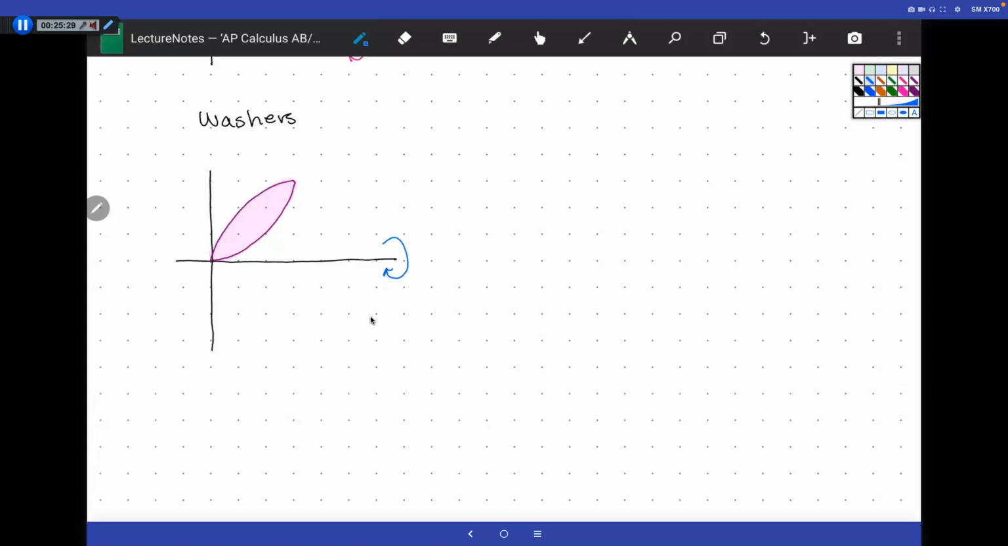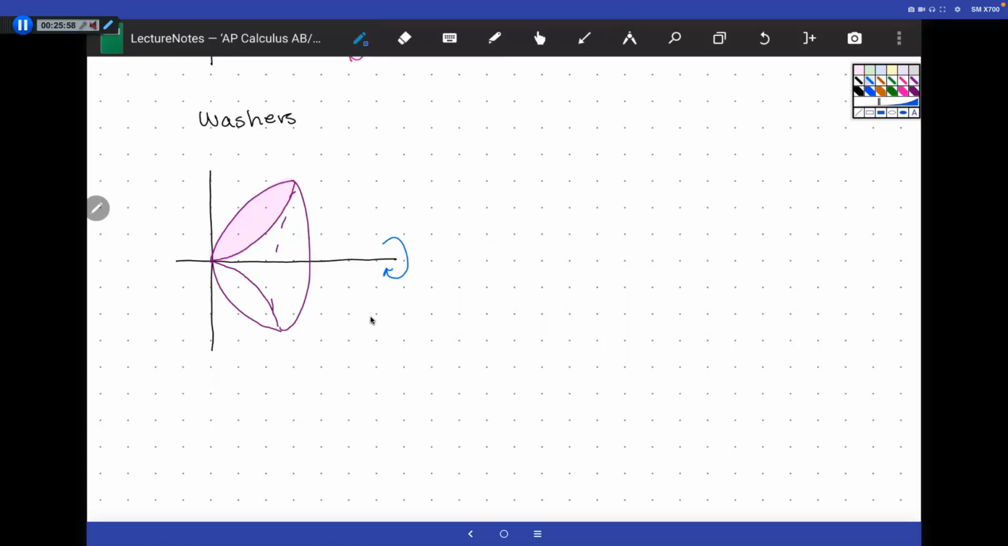Okay, anyway, let's talk about something better like washers. Okay, so I'm going to take the same region and rotate it about the x-axis. So we know that it would end up tracing something like that. It'd be kind of a weird thing. On the outside it would look like a bowl, but on the inside it would look like a funnel. Kind of cool.